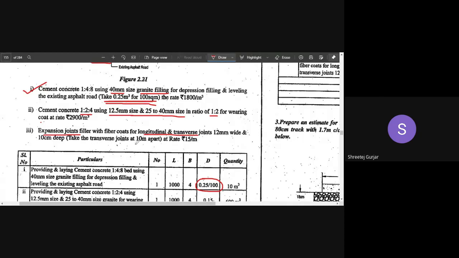Take transverse joints at 10 meter apart. So at every 10 meter interval, we have to provide our transverse joint. Longitudinal joint will come throughout your length, and the transverse joint has to be provided for every 10 meters. So we have to calculate totally how many transverse joints we need to provide. From this number we can calculate, no problem.